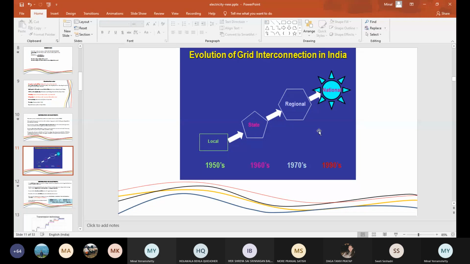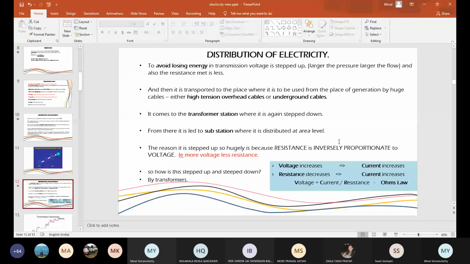So this is where the disadvantages of national is. But then national has its own advantages. Though if you ask me personally, sustainably, local is the best, and that's how it should be done. But then it has its own governance issue, political issue. So that's why people go for grid.